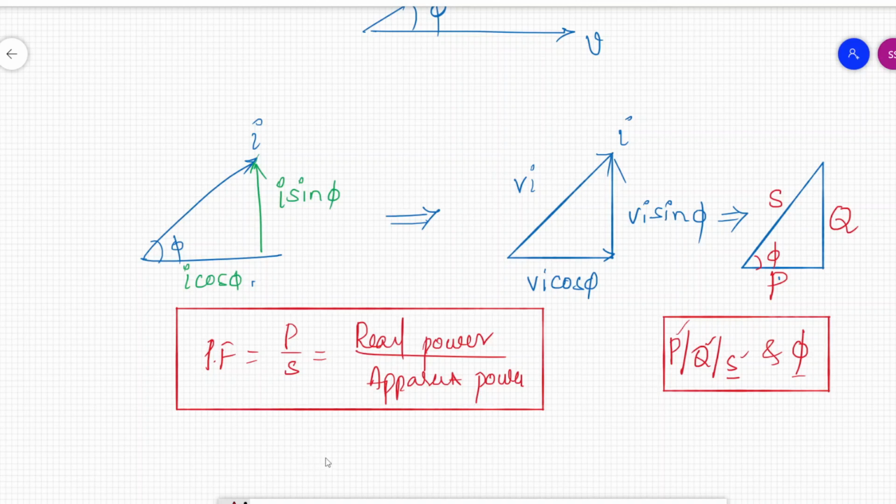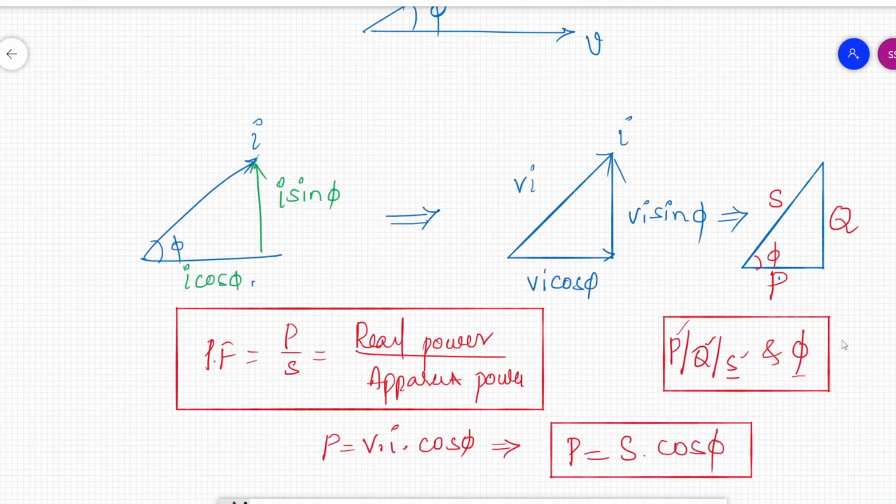So I can write that P, which is real power, is equal to VI cos phi, where V and I are effective values, they are RMS values. So here P equals V into I, which can be replaced with our apparent power S into cos phi. From the triangle also I can write P equals S into cos phi. P is real power, S is apparent power, cos phi is the power factor, and the units are watts.